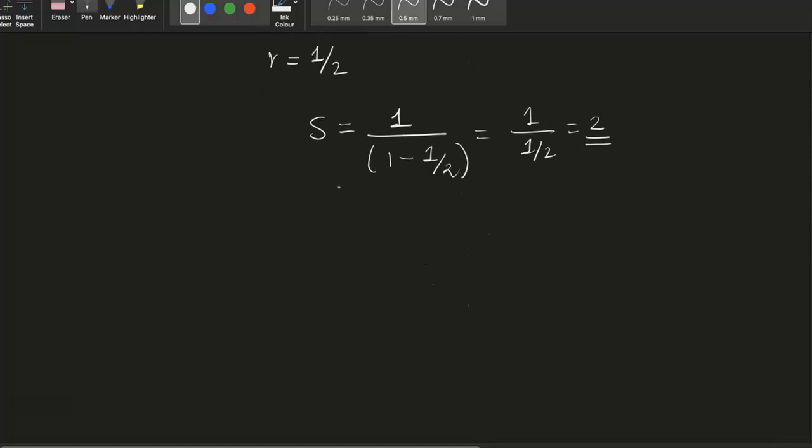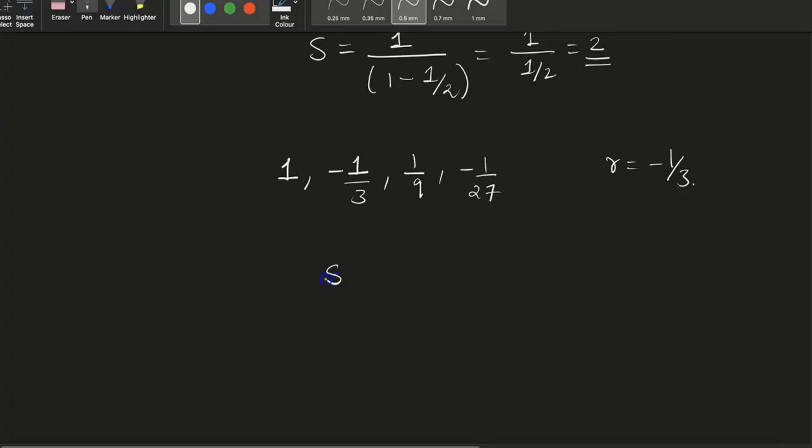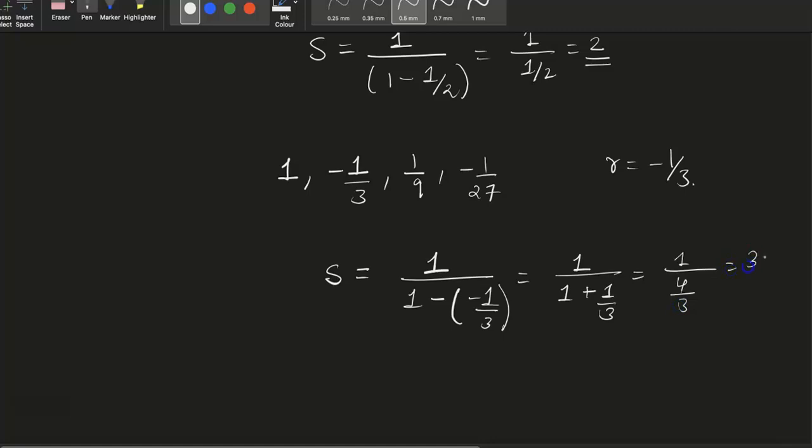Now what if you have a series like this: 1, minus 1 by 3, 1 by 9, minus 1 by 27. Here the common ratio you can see is minus 1 by 3. In this case, the summation will be 1 upon 1 minus r, but r is negative in itself. So this will become 1 upon 1 plus 1 by 3, which is 1 upon 4 by 3, which is 3 by 4, right? This is the summation.